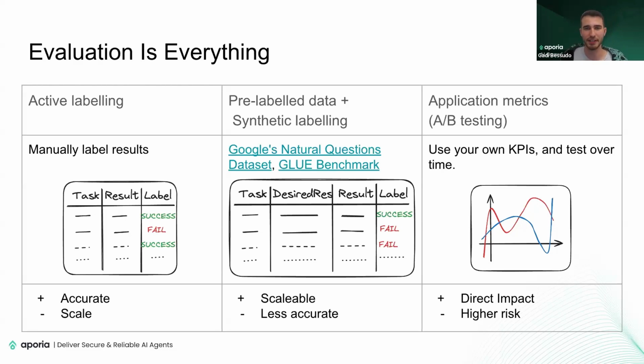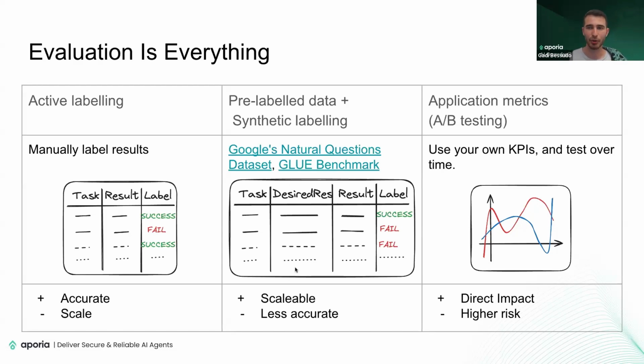Instead, what we're seeing nowadays more and more, you know how we're seeing more data sets appearing, like this new hallucination evaluation benchmark, and this new set of 100,000 questions, and we have here Google's Natural Questions data set. So if we look at these data sets, what they contain is a bunch of tasks and desired results.